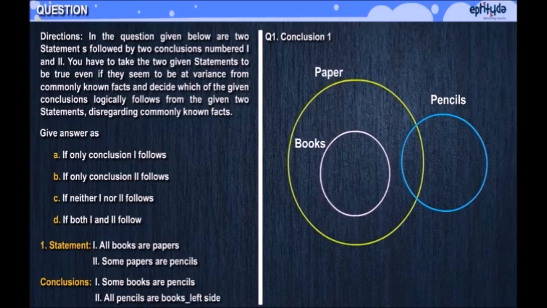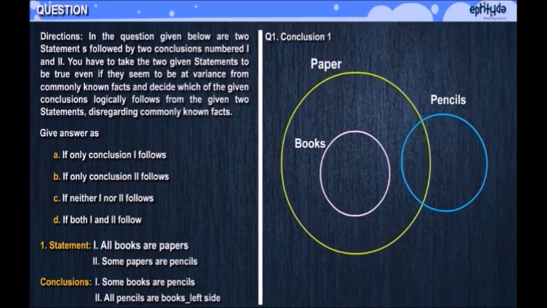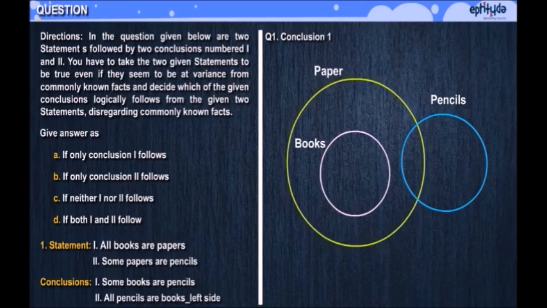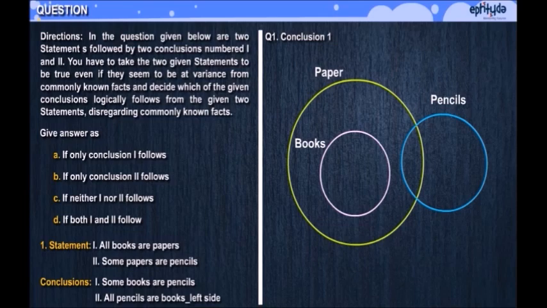Step 2. Use premise 1, all books are papers, to draw a simple diagram. Step 3. Use premise 2 on step 2 to prove the counter, that is, no book is a pencil. Using premise 2, some papers are pencils, we can get the final diagram as. Since we cannot prove the counter, conclusion 1 is valid.